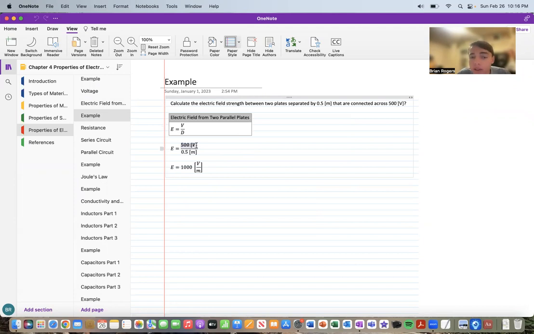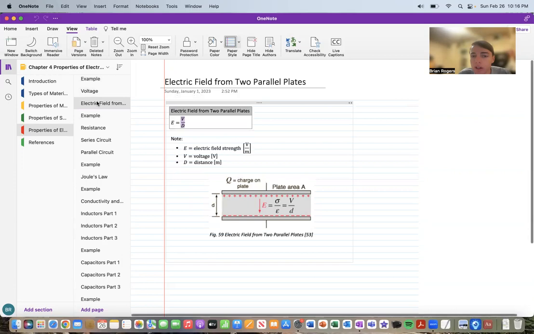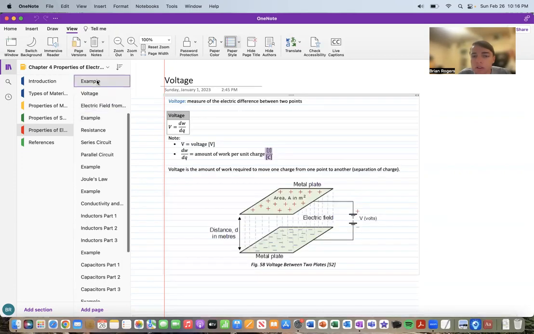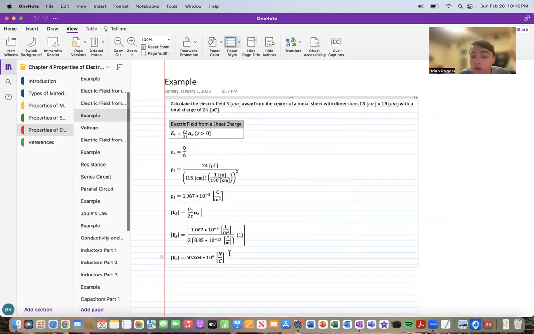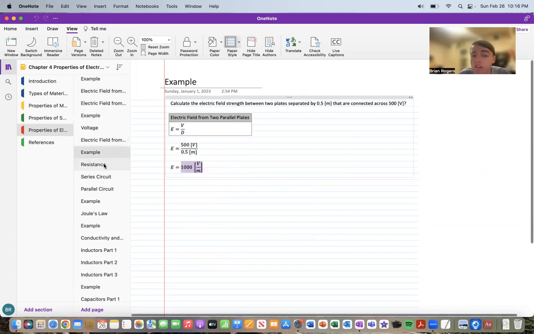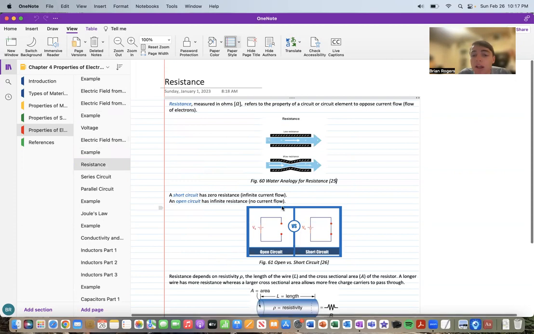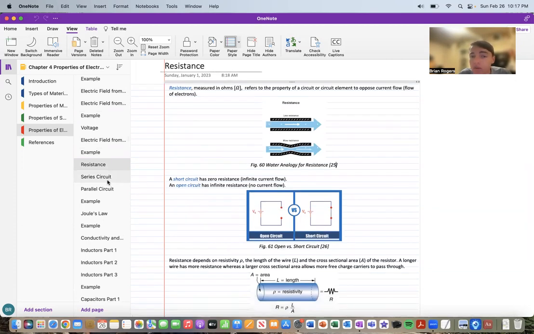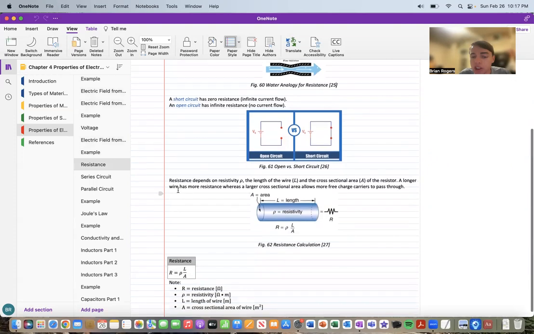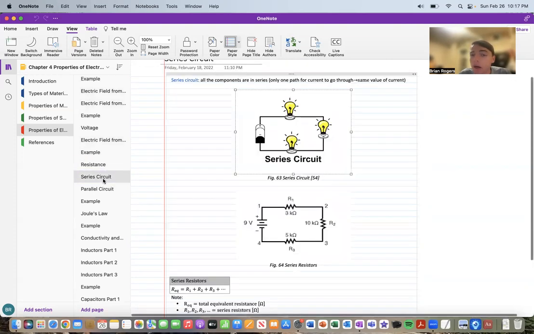So if we know we have 500 volts and there's 0.5 meters between those two plates, then our electric field is going to be approximately 1,000 volts per meter. I could have also written 1,000, just like we saw over here, in terms of, I think it was newtons per coulomb. So I could have used those for units as well. Either one is acceptable.